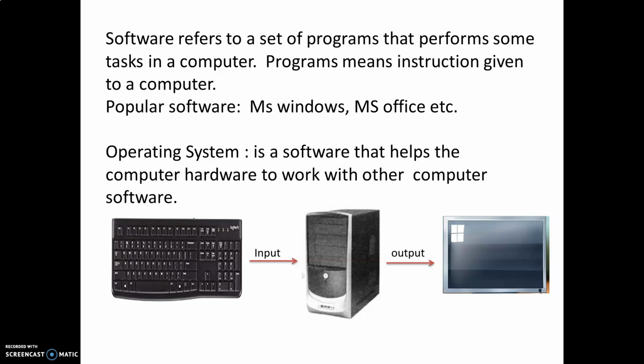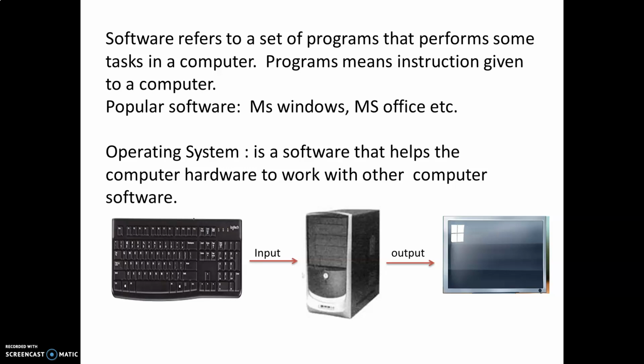What is software? Software refers to a set of programs that perform some tasks in a computer. Programs means instructions given to a computer. Now, popular software are MS Windows, MS Office, and so on.